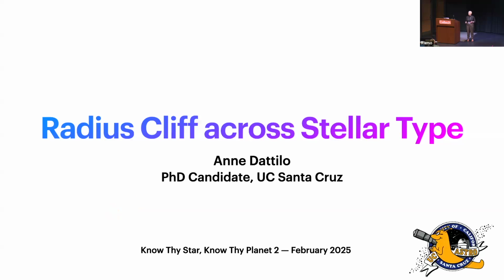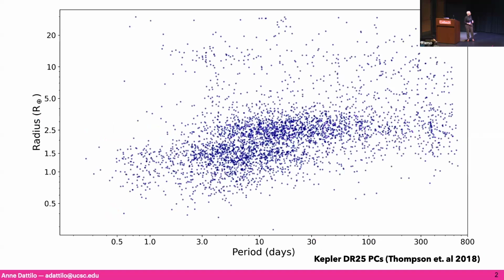We have heard a lot of really great demographic talks this morning, and they've covered a whole host of different planet populations from different surveys, but I'd like to take us back to the Kepler population. So this is the 4,073 planet candidates from the final Kepler catalog plotted in their orbital period and planet radius.